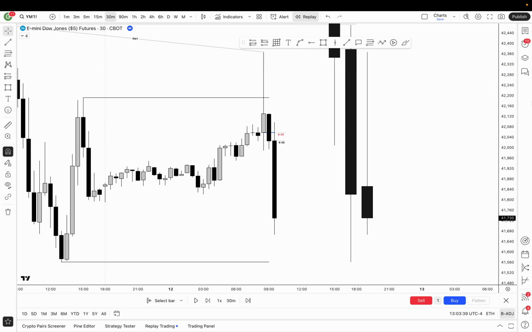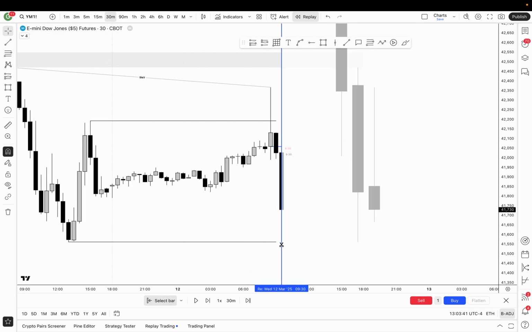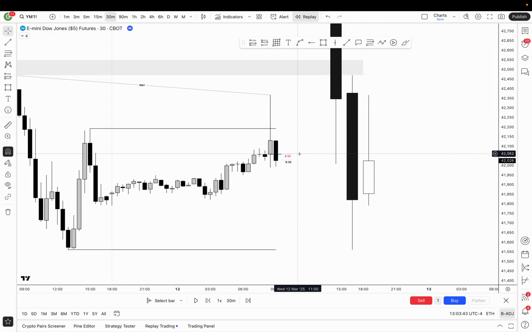What else can we look at here? Prior to this 930 driver, what have we not done? We haven't yet expanded away from this manipulation. We haven't yet created the body of this candle, right? We're still in that protraction phase. So what are you going to get? You're going to get a one-sided expansion.